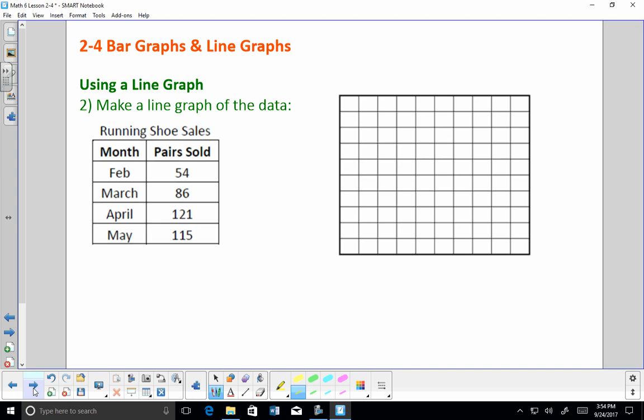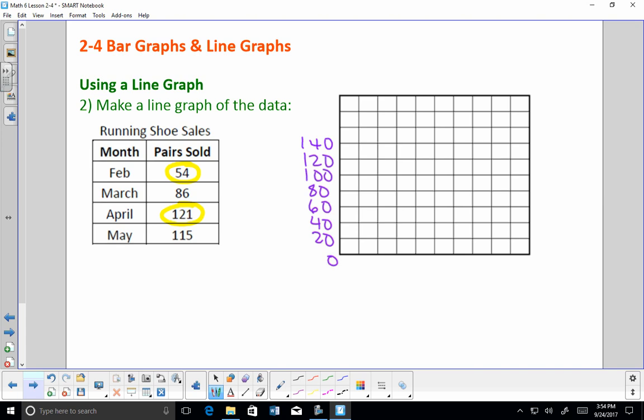So I'm going to simply realize that my smallest number is 54 and my highest number is 121, which means I have to go below 54 and I have to go above 121. So I'm going to look at this and I'm thinking, I think if I counted by 20s, that wouldn't be too terribly bad. So I'm going to have 0 here, 20, then 40, then 60, then 80, then 100, then 120, then 140, because 140 takes me above 121, and 0 takes me below 54.